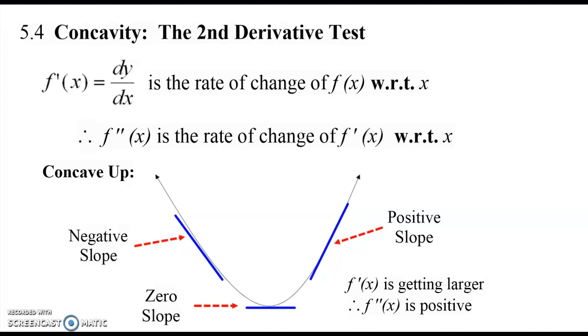5.4 discusses concavity, and we use the second derivative test to determine the concavity of the original function. Now let's read this together. I'm going to grab my highlighter. Okay, so the first derivative we say is dy over dx. This is the rate of change of f of x with respect to x.